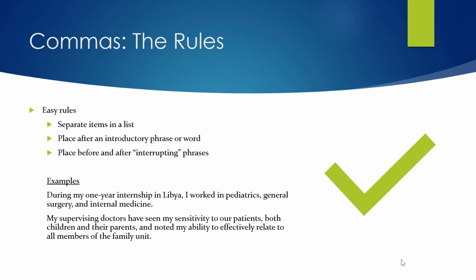And we know that's an interrupting phrase because if we completely remove it, the sentence still makes sense. It would simply read, "My supervising doctors have seen my sensitivity to our patients and noted my ability to effectively relate to all members of the family unit." So that little section that says "both children and their parents," it's just extra information to provide more detail. It interrupts the sentence and it's not needed. So we offset those types of phrases with commas before and after.